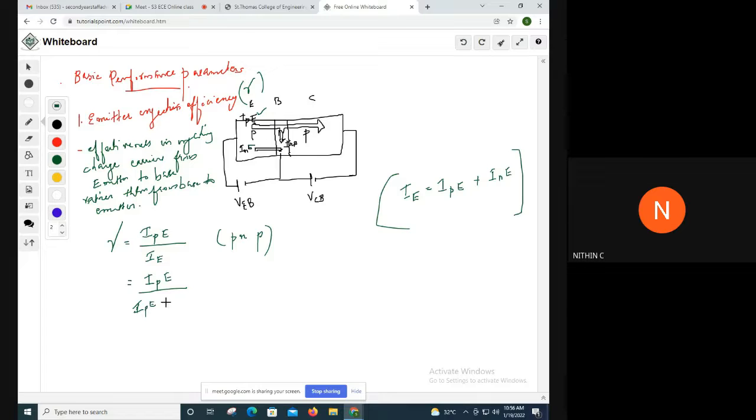IPE plus INE. Okay. So if you take IPE common from both numerator and denominator, or you can divide both numerator and denominator by IPE. Then you will get 1 by 1 plus INE by IPE. That is gamma, which is called emitter injection efficiency.